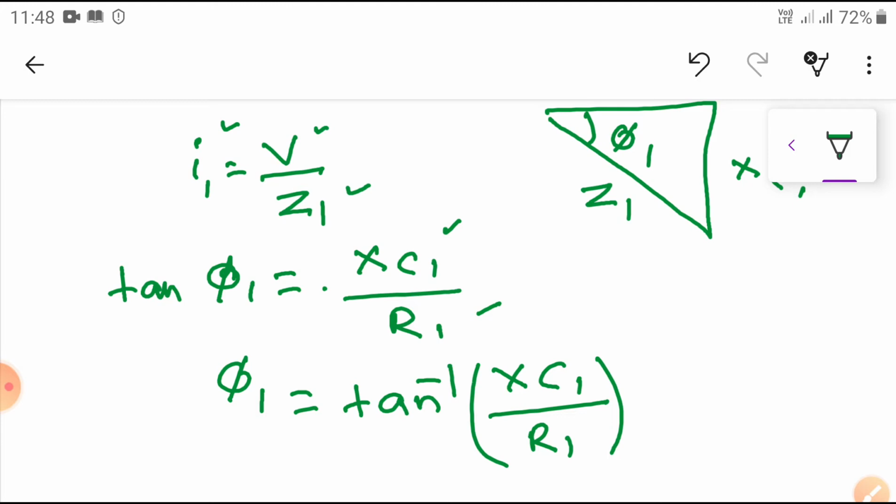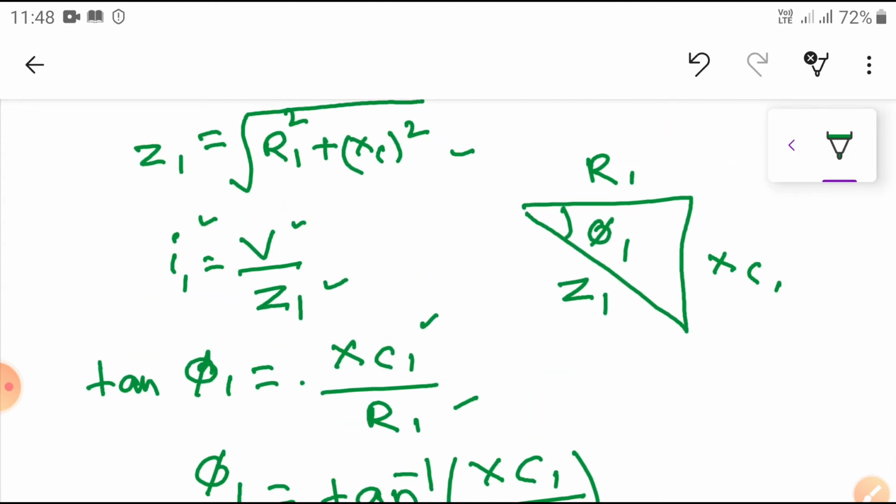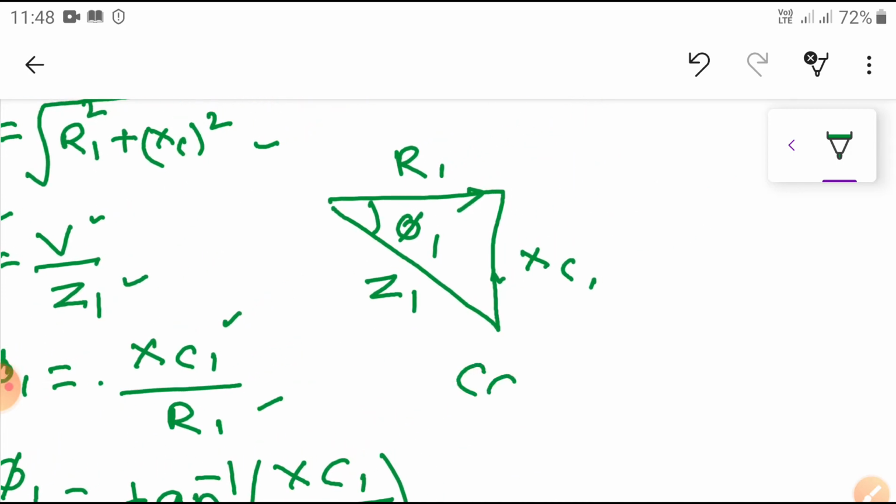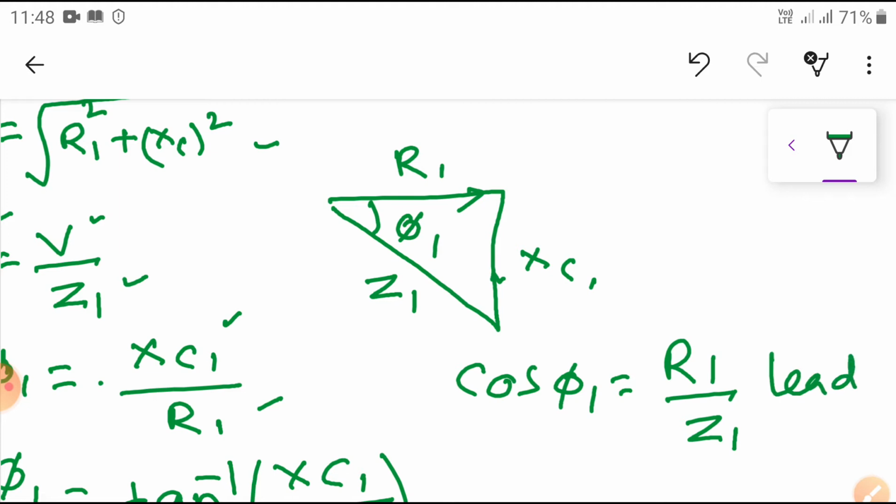Okay. What is the angle here? This angle is always leading, because here the current is taken as reference. Now what is the power factor? Cos phi 1 is equal to R1 by Z1. Current is leading here, so the power factor is leading. So I1 leads the applied voltage V by an angle of phi 1.